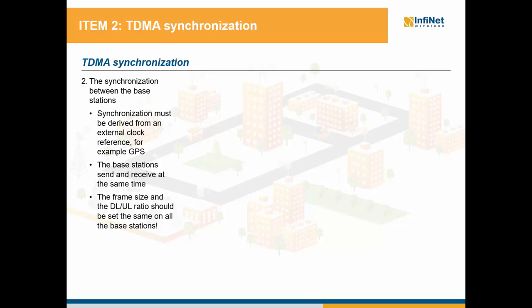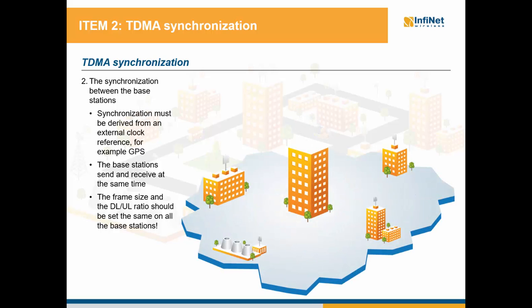In this scenario, when we discuss collocating base stations, if the base stations are all synchronized using a common external clock reference like GPS, they will all switch between transmission and reception at the same time. We can see this also in this animation. And it is important to mention that the frame size and its uplink-downlink separation should be set to the same values on the synchronized sector base stations.